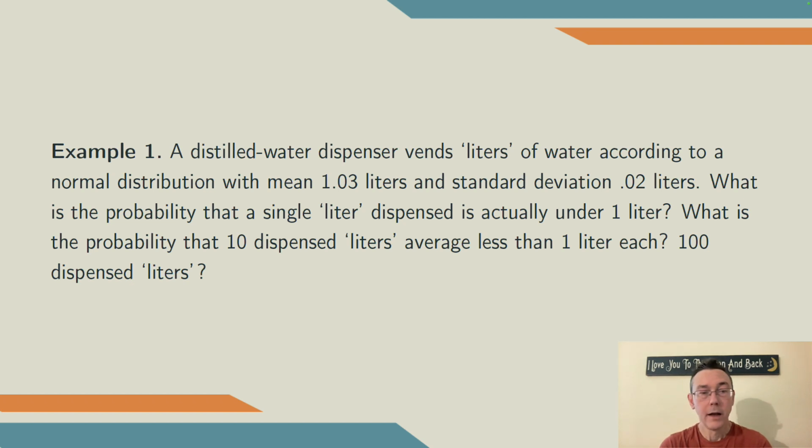Problem 1. A distilled water dispenser vends liters of water according to a normal distribution with mean 1.03 and standard deviation 0.02. So you push the 1 liter button on this machine. On average, you get a little more than 1 liter, but there's certainly variability in this dispenser. What's the probability that a single liter dispensed is actually under 1 liter? What's the probability that 10 liters average less than a liter each? What about for 100 dispensed liters? I recommend pausing the video here, trying these problems, and then watching my solutions.